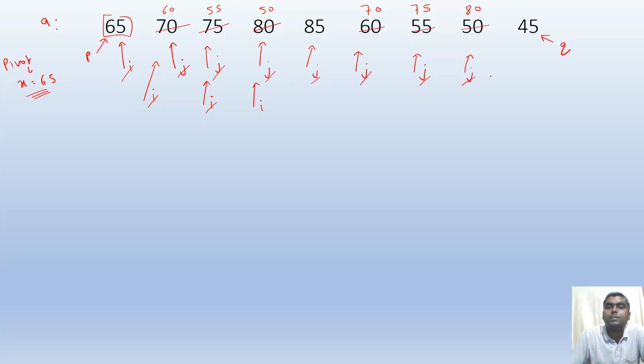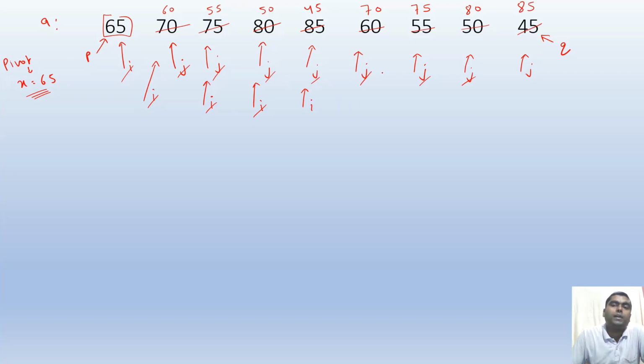Okay, fine, next time j will be incremented, so j has reached the end. Then a of j is 45, and 45 is less than our pivot element, so just increase i and interchange a of i and a of j. So increase i, a of i and a of j will be interchanged. So this 85 will be replaced with 45 and this 45 will be replaced with 85.